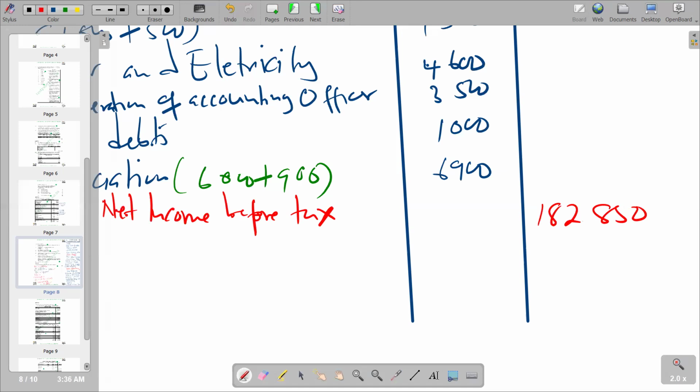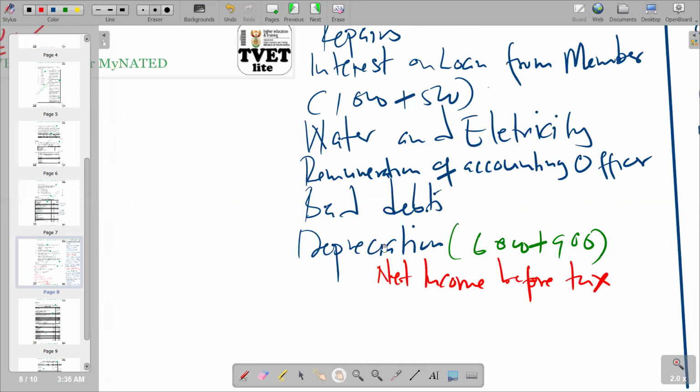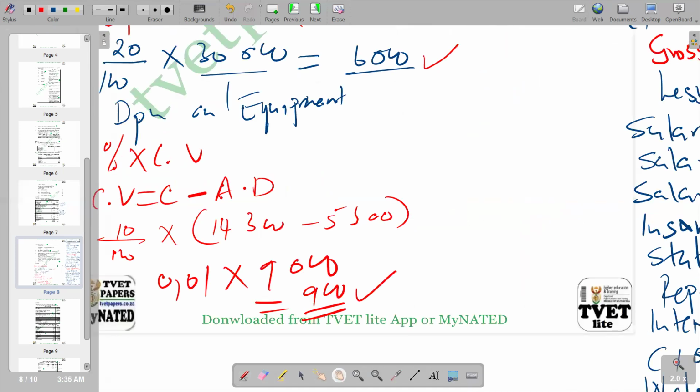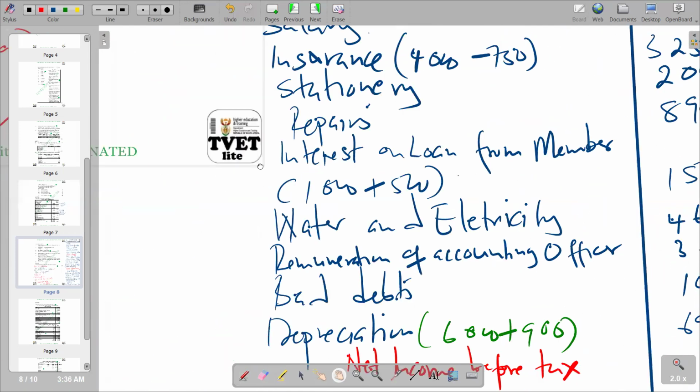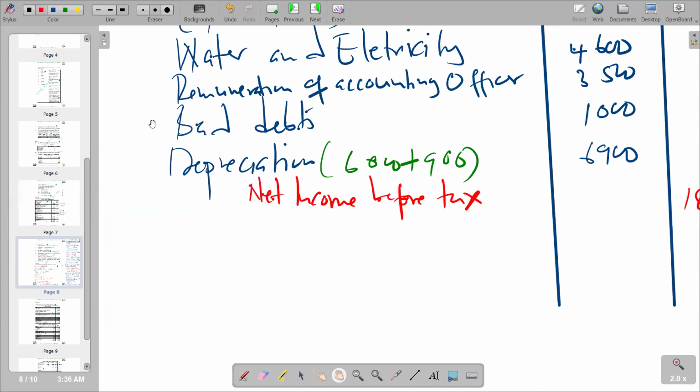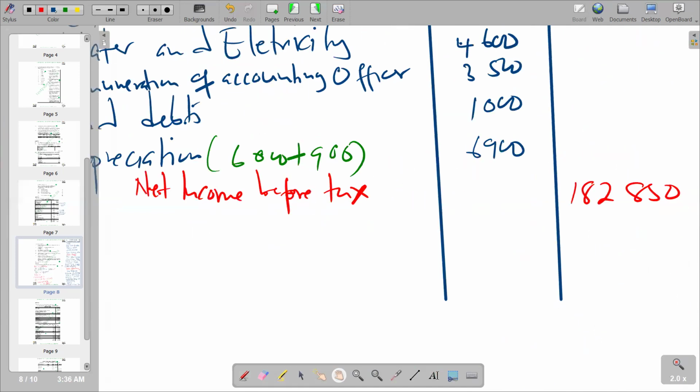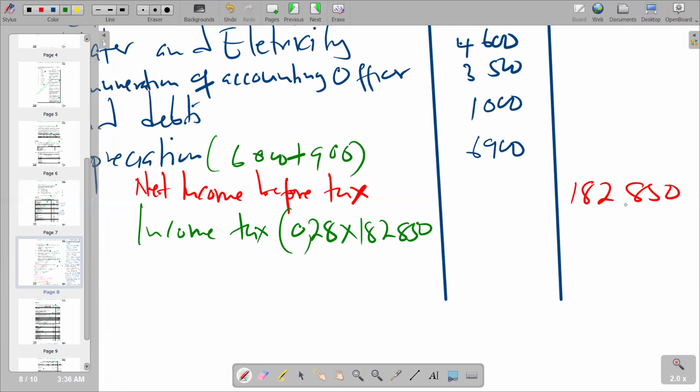Now we go to the next step, whereby we look for the tax. How are we going to calculate the tax? We go to the additional information, trying to see what we have in terms of calculation of the tax. On the last point 3.8, income tax is calculated at 28%. So we're going to say 28% times the income before tax. So we say income tax, in brackets 28%, which is 0.28, multiplied by 182,850, which is this figure.